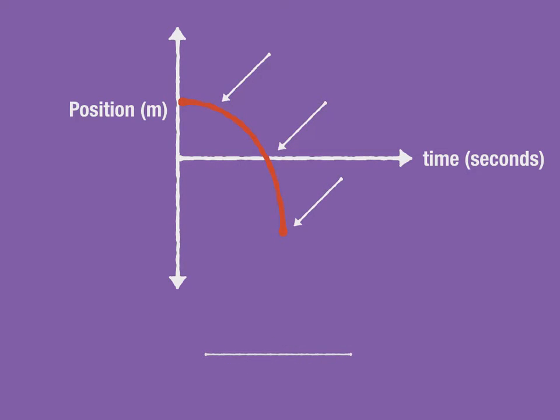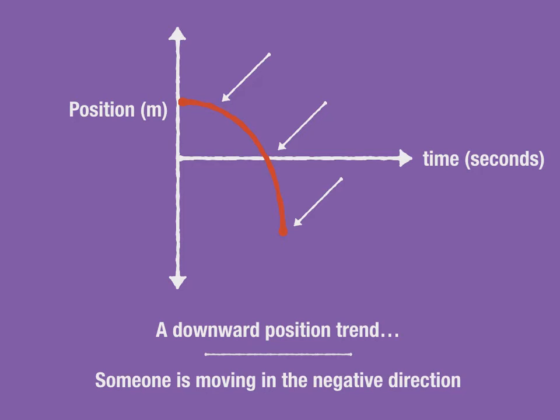When we look at the graph, we see that we start at a positive value, we eventually get to 0, and then we get to a negative value. Regardless of the angle or the curve, which we'll talk about later, we know we have a downward position trend, which tells us someone is moving in the negative direction.